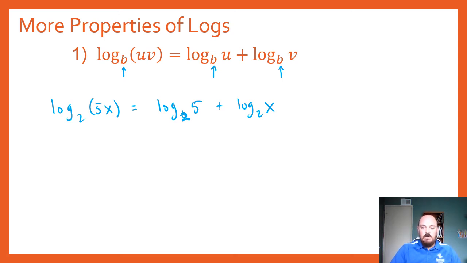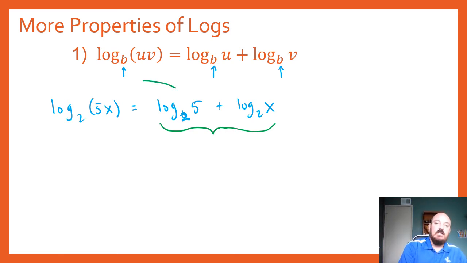One thing to remember, any of these properties we're about to talk about work forwards and backwards. So if I had some problem where I had log base 2 of 5 plus log base 2 of x, I could combine it into one single log, base 2, and then multiply the 5 and the x.